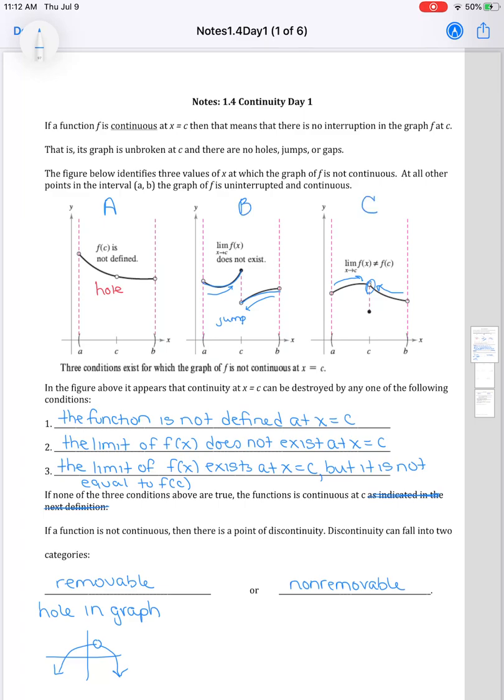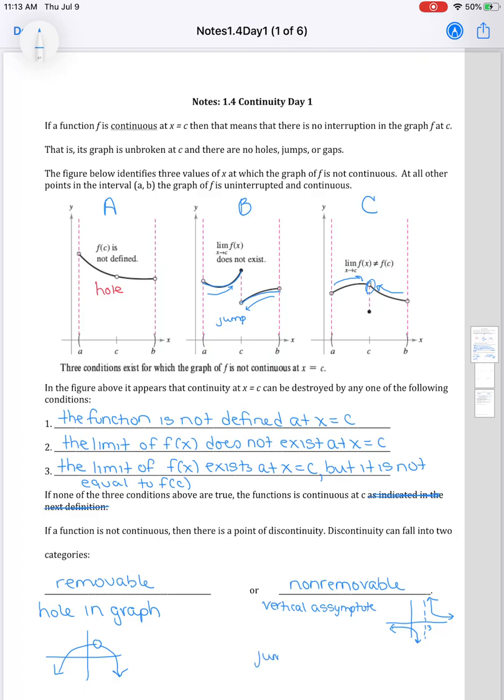Now, in terms of non-removable, you have 2 types of non-removable discontinuity. The first type is when you have a vertical asymptote. Those are your rational functions, where the function is approaching, but it never is going to touch. Let's just say that point is 3, so it's never going to actually cross the line of x equals 3. That's a type of non-removable discontinuity.